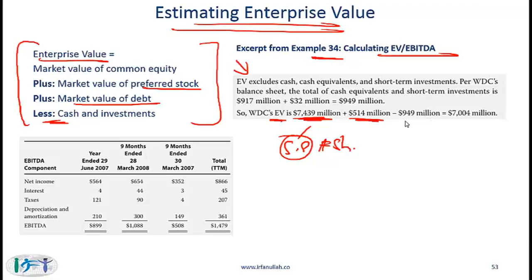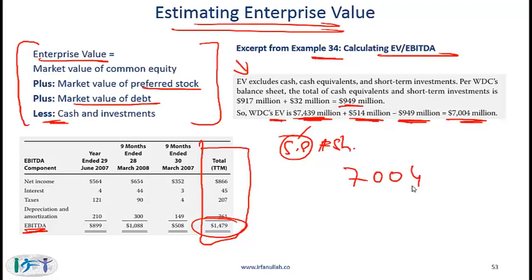And then 949 is the value of short-term investments. So you subtract that number and come up with enterprise value. Then for the denominator, which is EBITDA, you use the trailing 12 months, and we don't need to get into the details, but essentially this is the number 1479. So what is the multiple? The multiple is 7004 divided by 1479. This will give you your EV to EBITDA multiple.